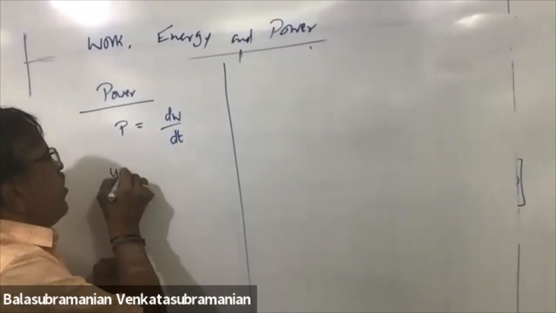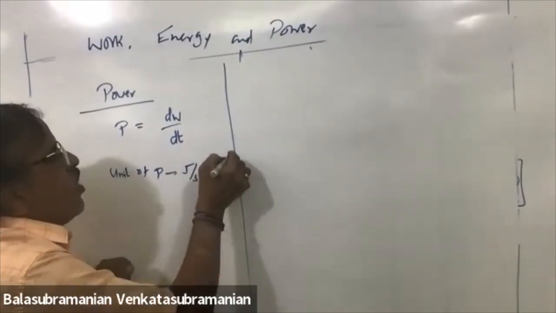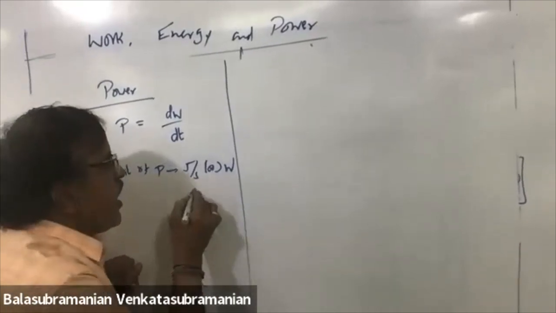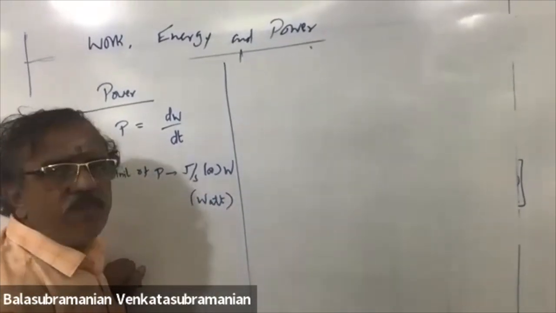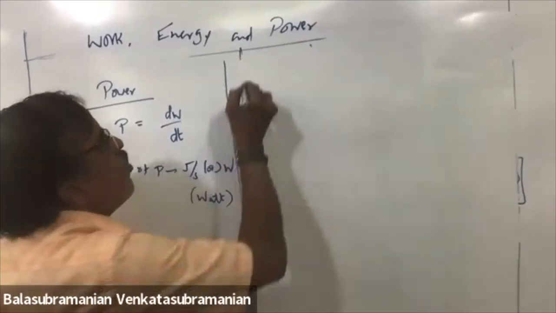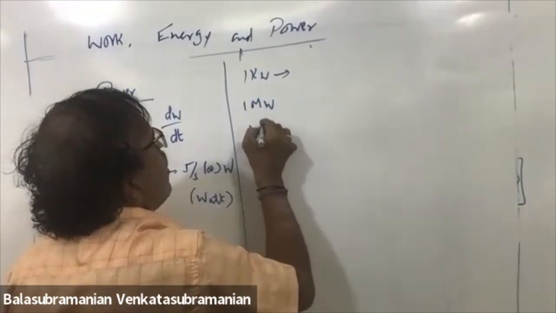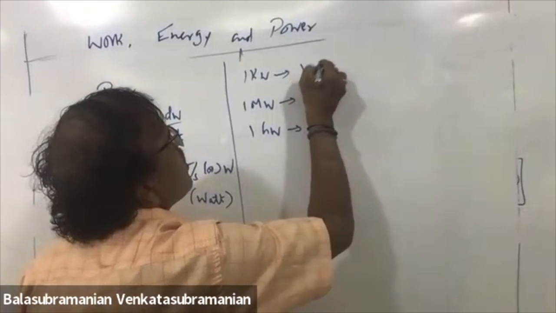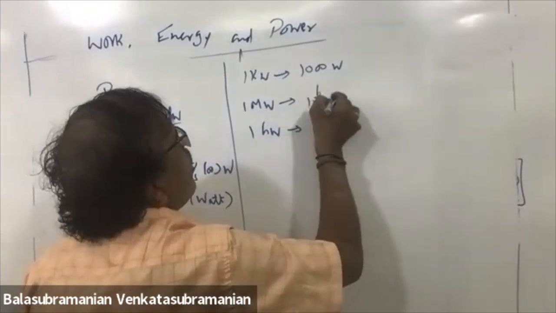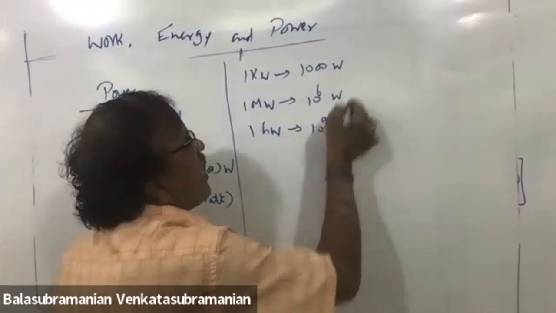Unit of P: joules per second, or watt. Watt, W-A-T-T, is a scientist's name. What is the unit of power? 1 kilowatt, 1 megawatt, 1 gigawatt. Kilowatt means 1000 watts. Mega means 10 power 6 watts. Gigawatt means 10 power 9 watts.